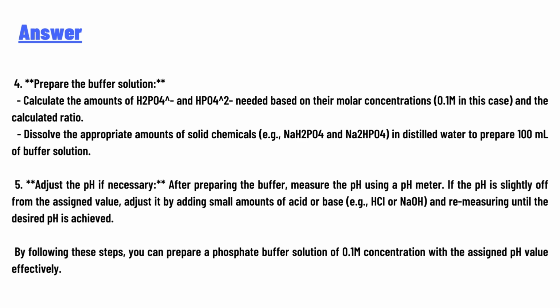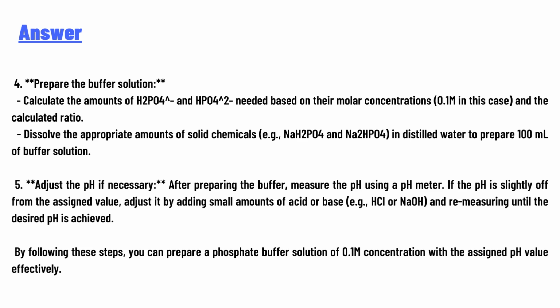To prepare the buffer solution, calculate the amount of H2PO4⁻ and HPO4²⁻ needed based on their molar concentration, and calculate the ratio. Dissolve the appropriate amount of solid chemicals in distilled water to prepare 100 ml of buffer solution. Adjust the pH if necessary.